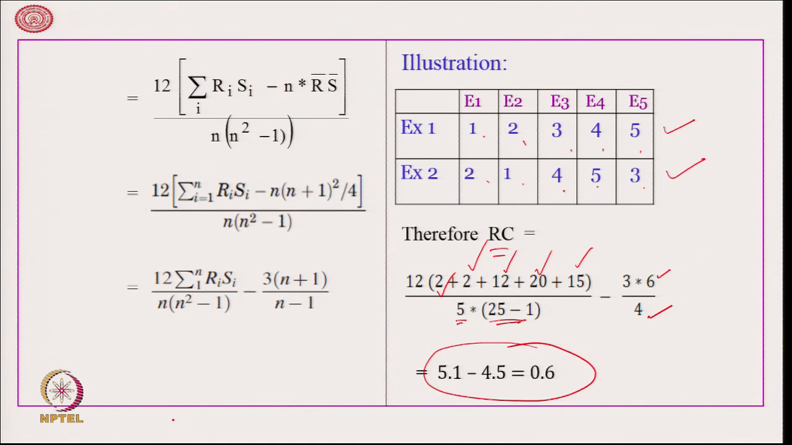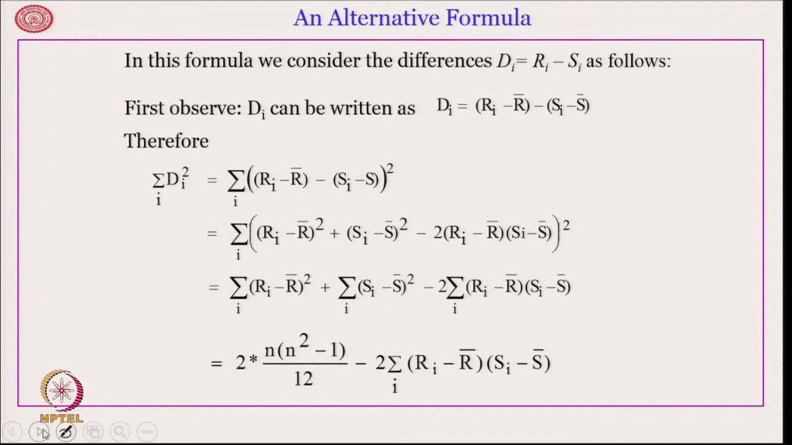So, that is the rank correlation, or Spearman's rank correlation, between these two sets of observations. Now, there is an alternative formula for that. This is computed using the value of di, which is the difference in ranks Ri and Si. So, di we can write as (Ri minus R bar) minus (Si minus S bar), because R bar is the same as S bar, both are (n plus 1) by 2.